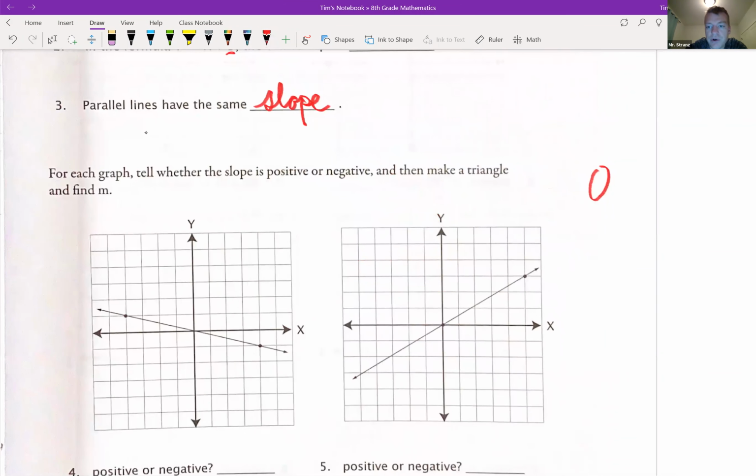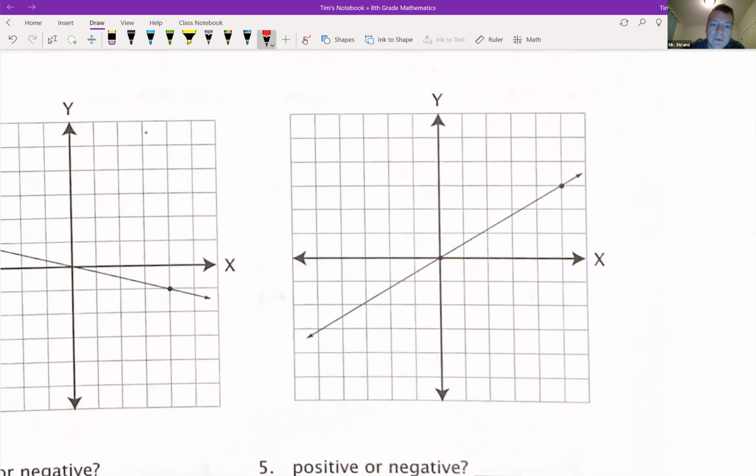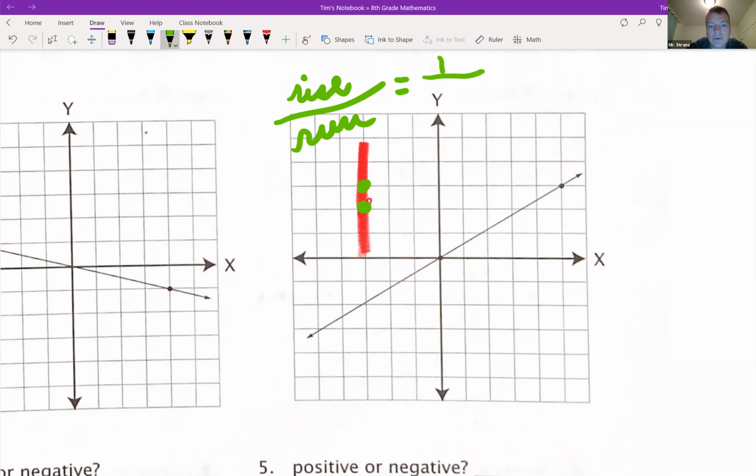Let's look at what happens if you have a vertical line, right? So if I have my vertical line, okay, and I mark my point, there's one right here and there's one right here. Okay, my rise over my run: my rise is going to go up 1, but I don't go left or right any, so the run is going to be 0. 1 divided by 0 is undefined.